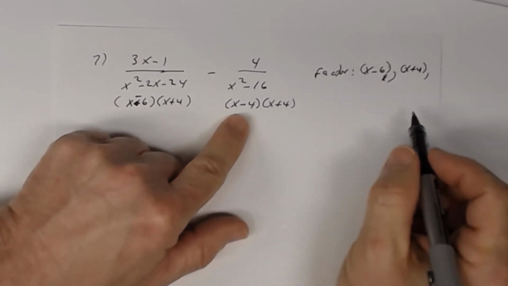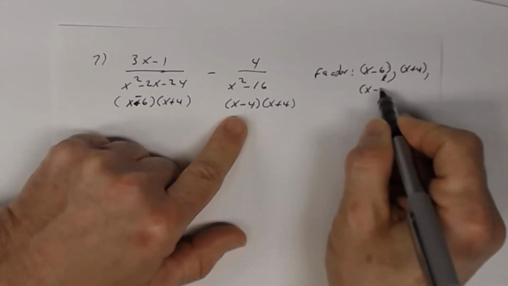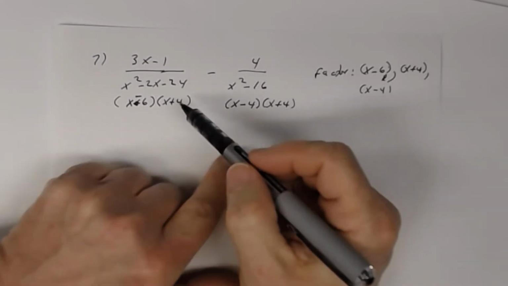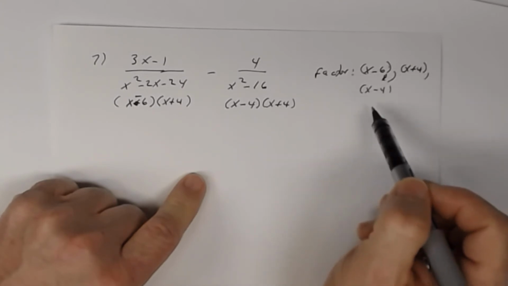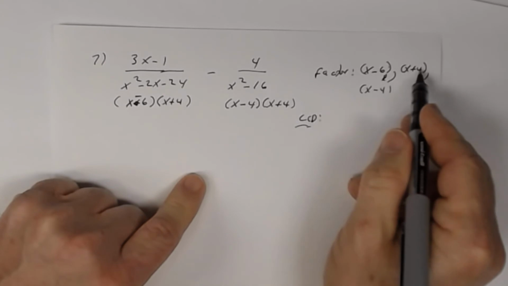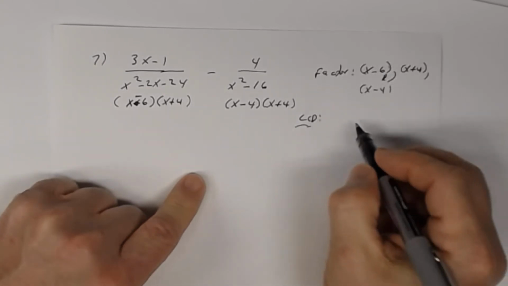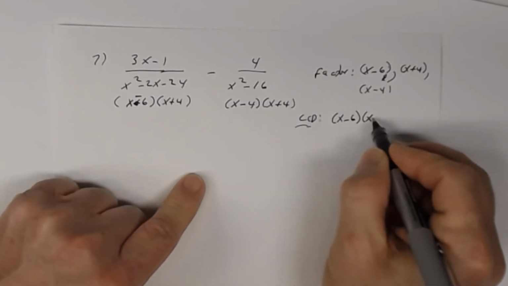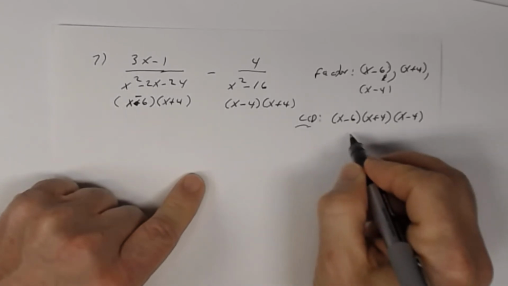Then the next factor I see is x minus 4, so I must use it. And then I have my x plus 4, which I already have. So notice that these are the three factors I see in my denominators. The least common denominator will be the product of all these three different factors. So you can write the answer as (x minus 6) times (x plus 4) times (x minus 4).